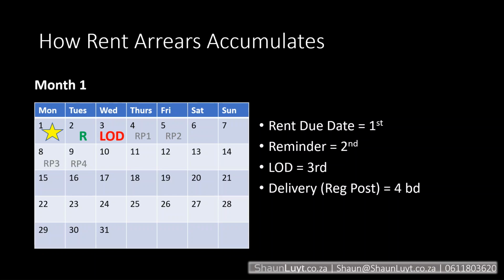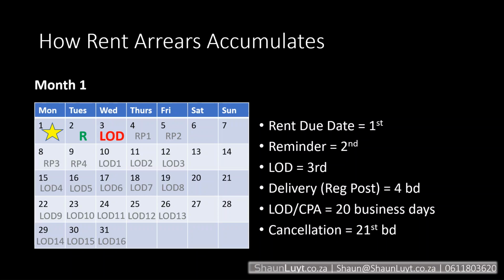So you're sending registered post on the 4th business day. The registered post is deemed to have been delivered. So in this particular month, we're looking at the 9th. Now we start ticking and counting out our 20 business days that are required in terms of the letter of demand as prescribed by the Consumer Protection Act. And you'll see that when we get to day number 16 in this particular case, we're at the end of the month. We haven't yet got to our 20 business days. So now we're going to have to move into the next month.